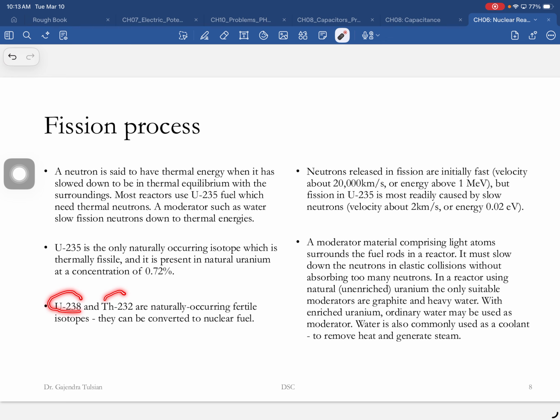These are called fertile isotopes. What do you think it means when they're fertile isotopes? You can think of it like the fertility of an animal. It can produce more progeny. These can be used to produce fuel. So they can be converted into nuclear fuel. They themselves are not fuel.